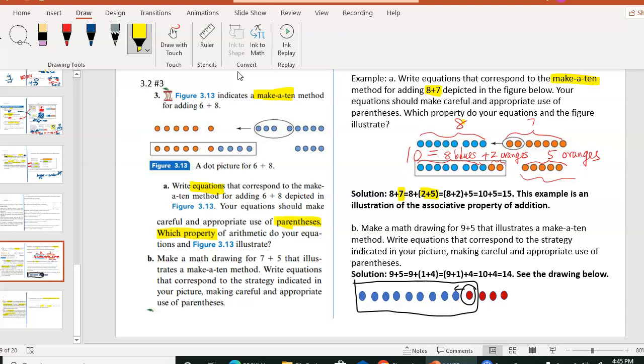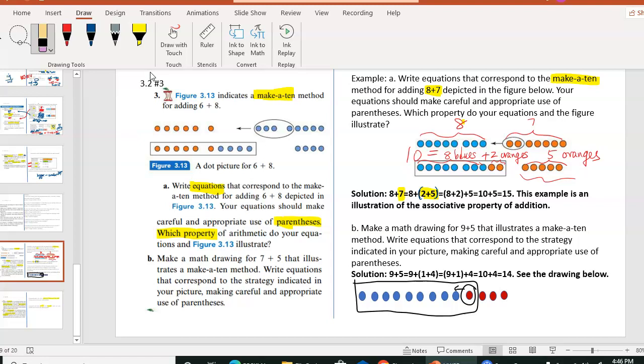We don't switch numbers. The numbers stay in the original place, 8, 2, 5. But what we did is we moved the parentheses. See, the 2 and 5 were in there, but now it's 8 and 2. So in the drawing, we are grouping the orange ones and the blue ones together. In the math equation, we are regrouping. So we're just switching the parentheses.